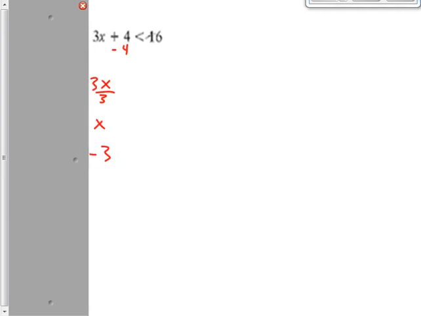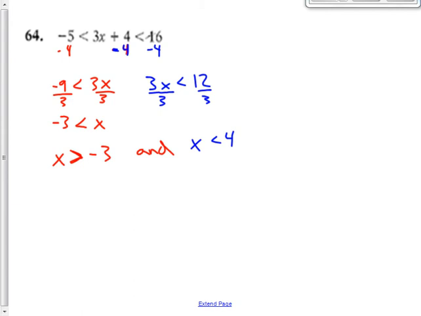Then I go to the second one here. The second one, this is an AND problem. The second one, I'm still going to subtract 4 because that's my first step in this. So I get 3x less than 16 minus 4 is 12. Divide by 3, and I get x is less than 4. So I've got one in red and one in blue here.